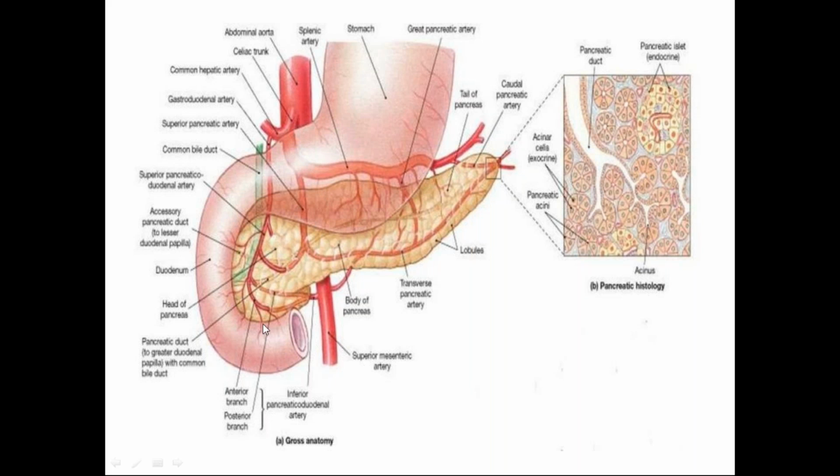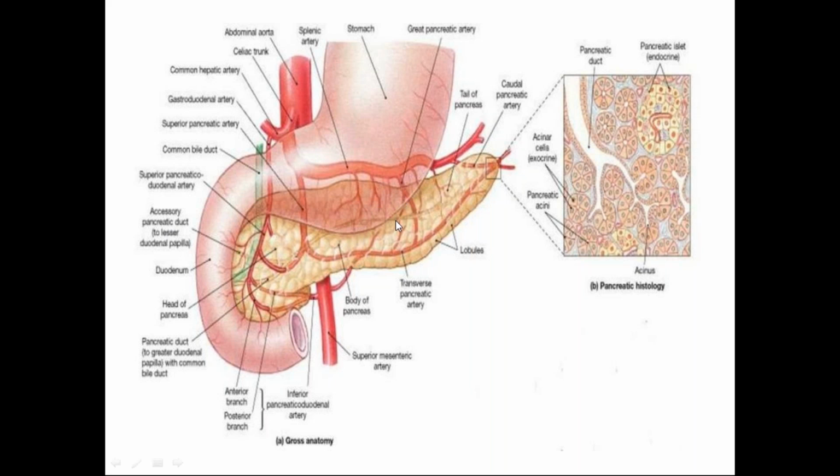These are the major branches supplying the pancreas. Together with them, there is also the transverse pancreatic artery, and the splenic artery supplies the distal part. The transverse pancreatic artery could arise from the splenic artery.